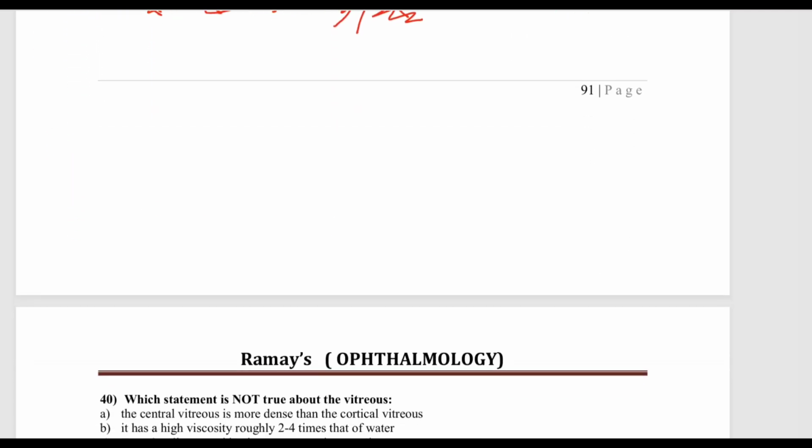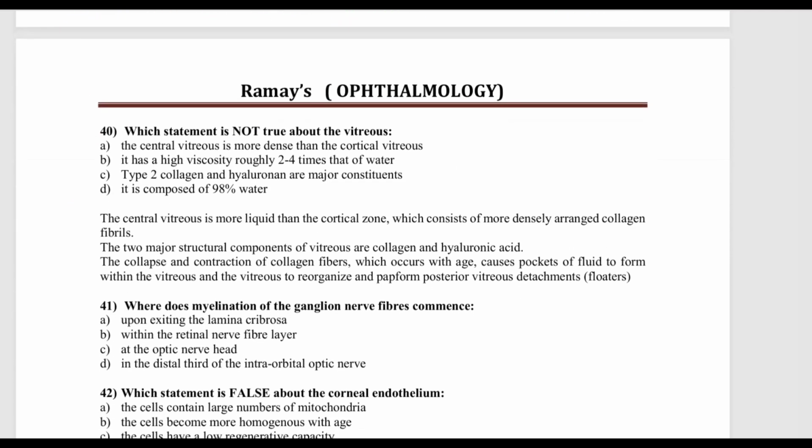Our next question is which statement is not true about the vitreous? The options are: the central vitreous is more dense than the cortical vitreous; it has a higher viscosity, roughly 2 to 4 times that of water; type 2 collagen and hyaluronan are major constituents; it is composed of 98% water.